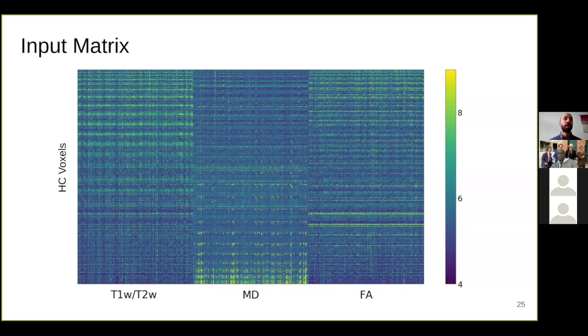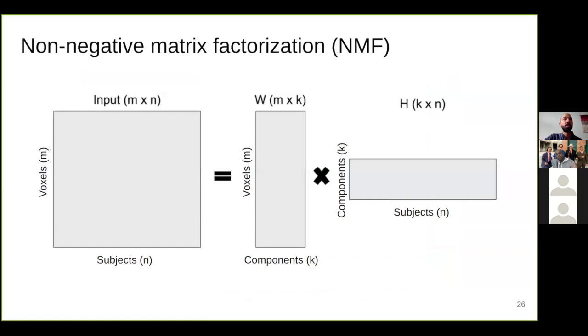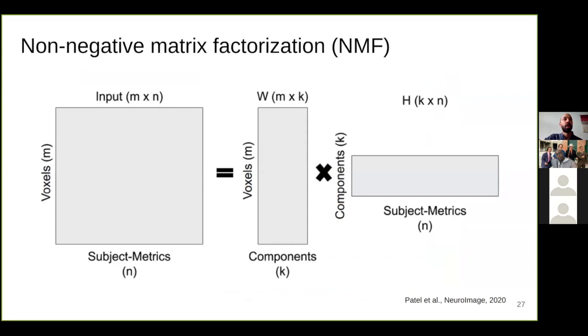And what I want to point out here is the first column of the matrix is subject 1's T1 over T2. The first column of the MD chunk is that same subject 1's MD, and same for FA. And so in that way, it's a bit of an extension to what I showed previously, where instead of voxels by subjects, we actually have this voxel by subject metric combination. And so that means that for a given subject, there's multiple columns in the input, and that means in the output weightings for each subject, you have weightings in each component for each of the metrics. So that is what we use to apply matrix factorization in this project.